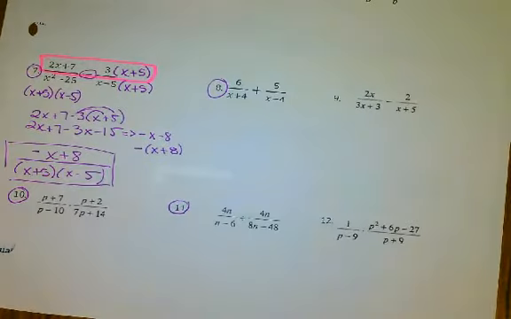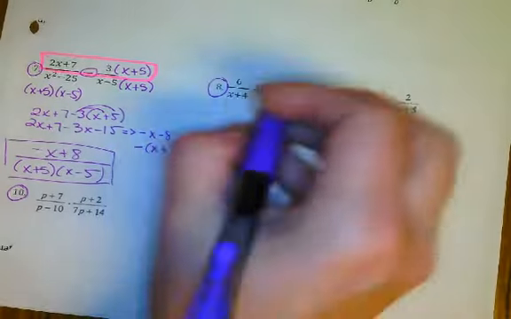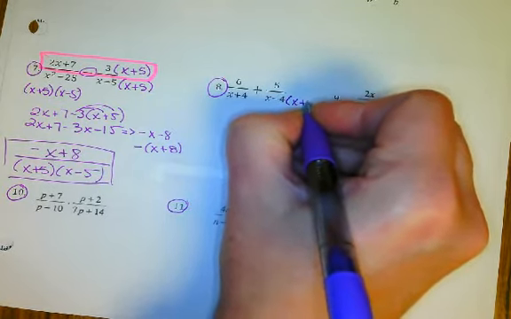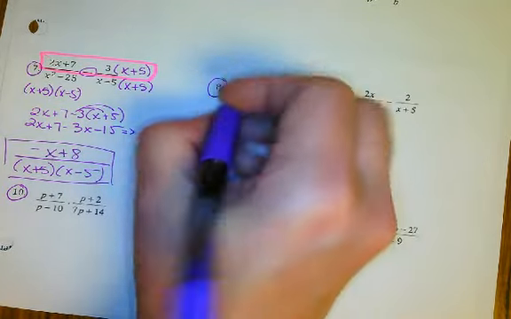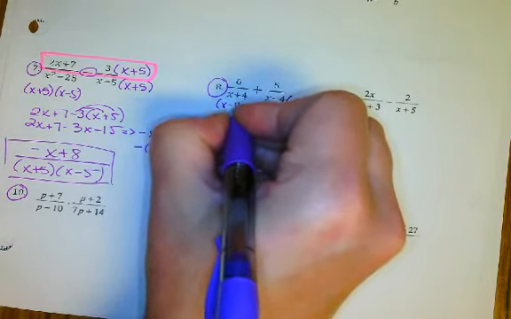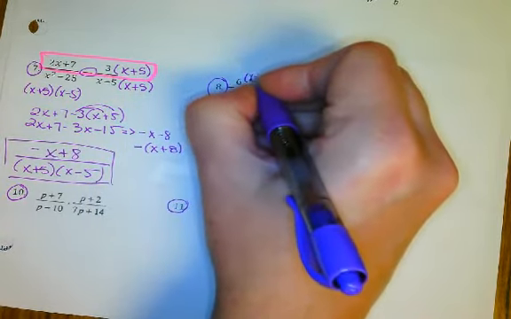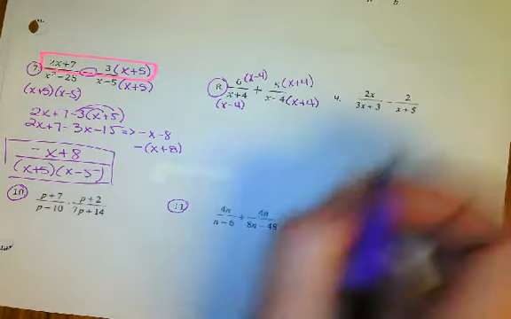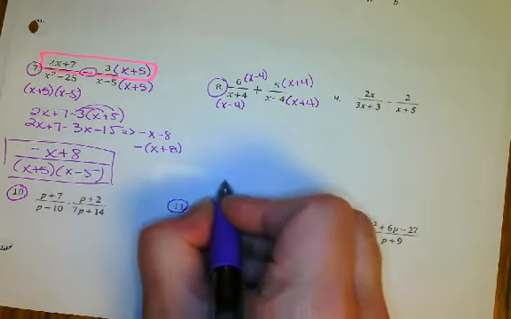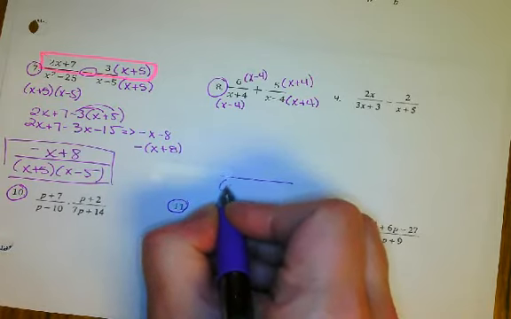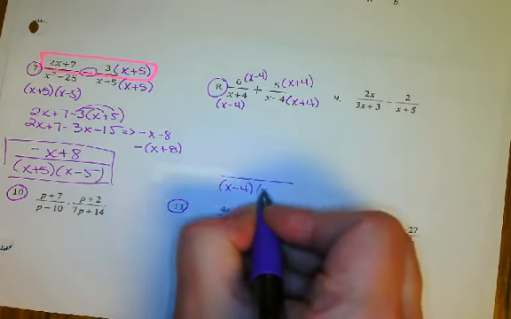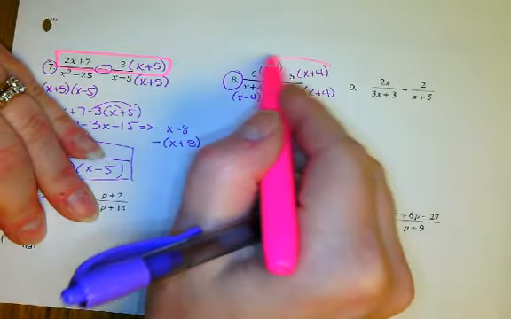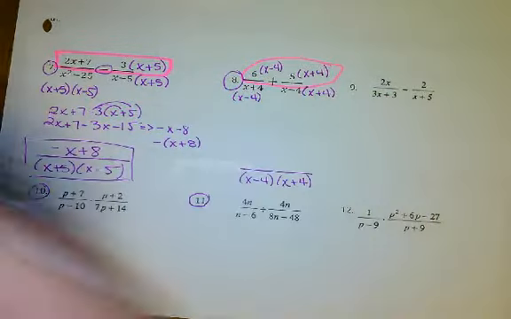Okay, on the next one, again, I'm adding, so I have to have a common denominator. If this has an x plus 4, that means this has to have an x plus 4. And if that has an x minus 4, this has to have an x minus 4. Okay, I know my common denominator is going to be x minus 4, x plus 4. Again, I'm only going to focus on what's going on with the numerator.